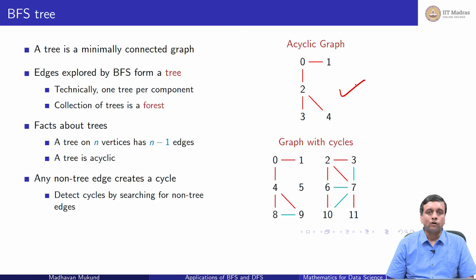So if we don't cover all the edges in the graph through our tree, if there are non-tree edges, then those non-tree edges, if we add them, must form a cycle, and that's exactly what we get. So we can detect a cycle by searching for non-tree edges.